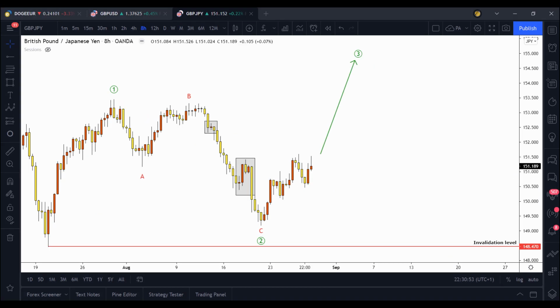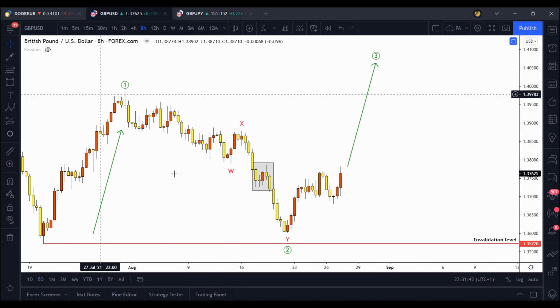Here we have GBP JPY, and the first thing you might notice is that the structure is similar to what we saw earlier on GBP USD, but why did I label this as an ABC correction instead of a WXY correction? If you pay close attention, you can see that wave A is not as complex as what we saw in wave W for GBP USD. Here's the comparison. As you can see, wave A here is cleaner than what we saw over here as wave W.